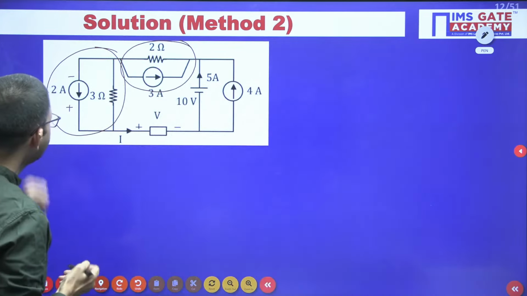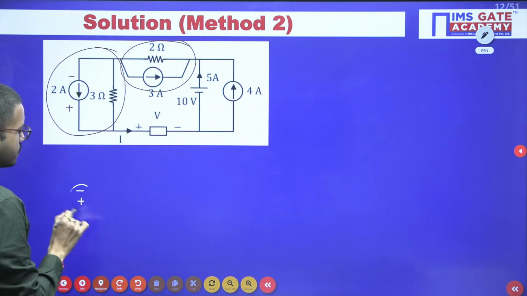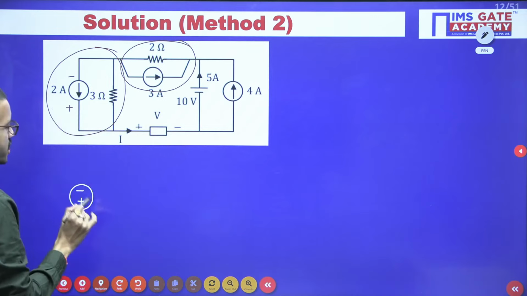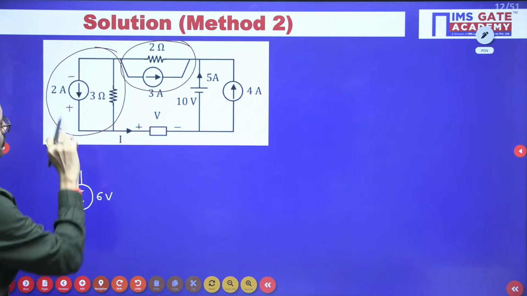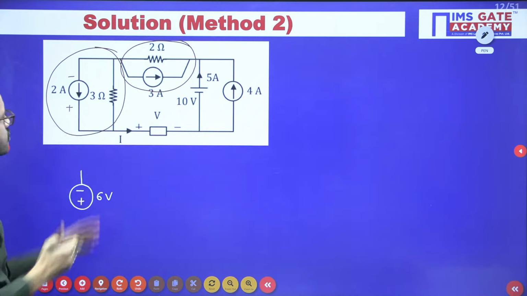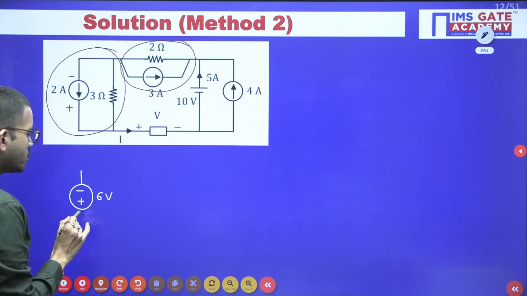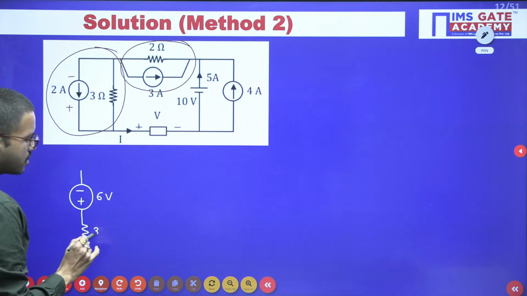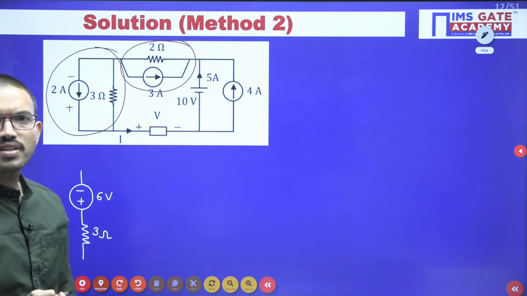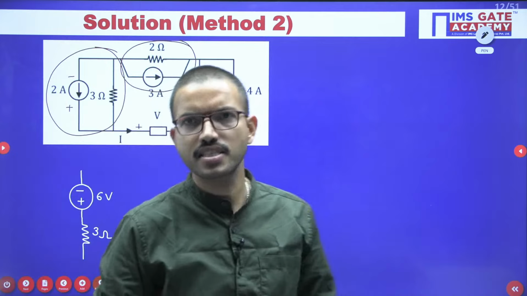So with the polarities you have just got, you can now represent the equivalent circuit accordingly. 2 into 3 is 6 volts. This practical current source in parallel with a resistor is converted into a voltage source in series with the 3 ohm resistor. You can keep the resistor here or here, no problem, since both are connected in series.